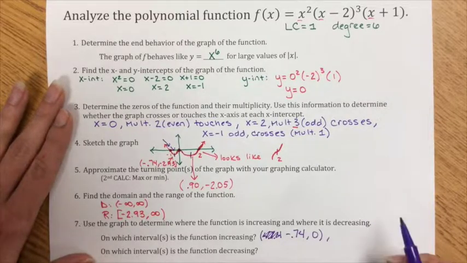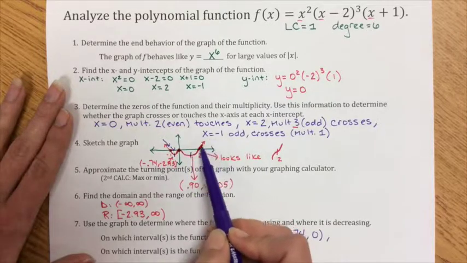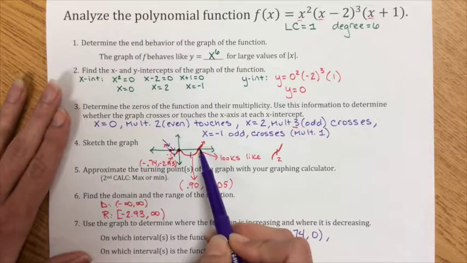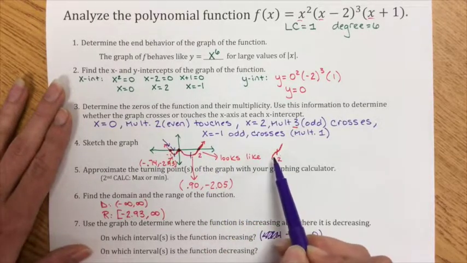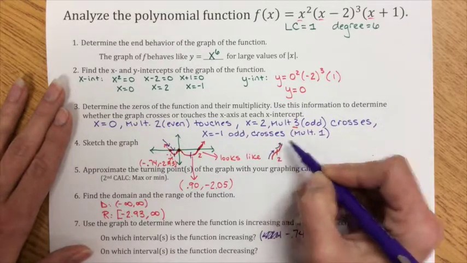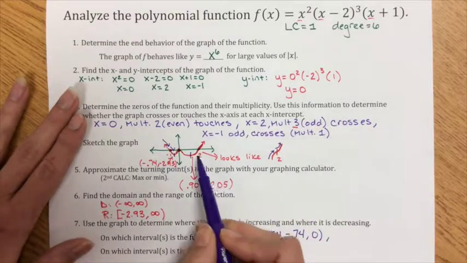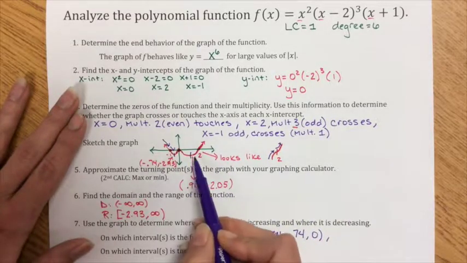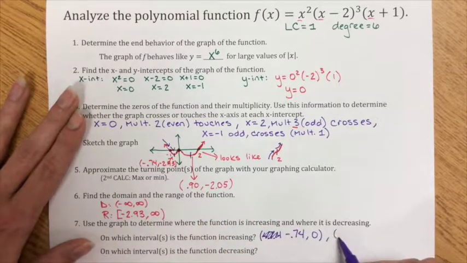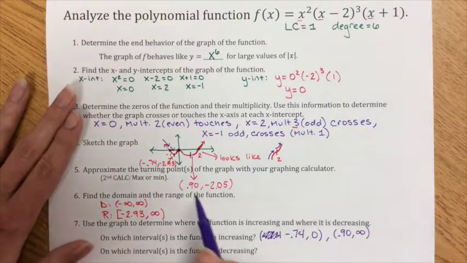Then, are we increasing anywhere else? Yes, we are. From this turning point all the way to infinity. Now, this was this weird kind of inflection point where it looks like this. But if you'll notice, we are increasing this whole way. So we don't need to have a break in that interval. So from 0.90 all the way to infinity. So 0.90 to infinity.